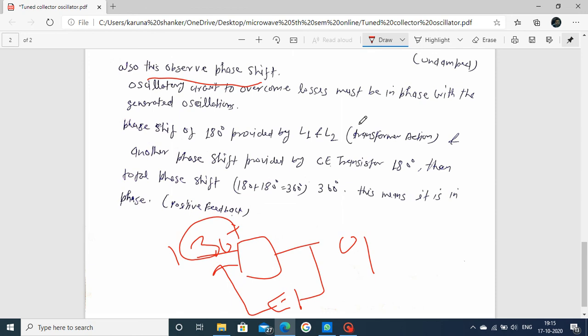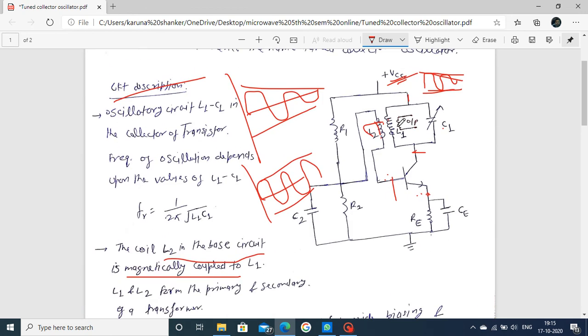To observe this, first, when the transformer action is taken here, L1 and L2 are magnetically coupled, means whatever oscillation is set up here is induced in L2. In this circuit, the phase shift obtained here is 180 degrees; the transformer action provides a 180 degree shift. Next, this induced voltage is amplified by your transistor, which is a common emitter. The common emitter transistor introduces a 180 degree phase shift. Now the total phase shift is 180 plus 180, which comes to 360. 360 is also written as 0 degrees.